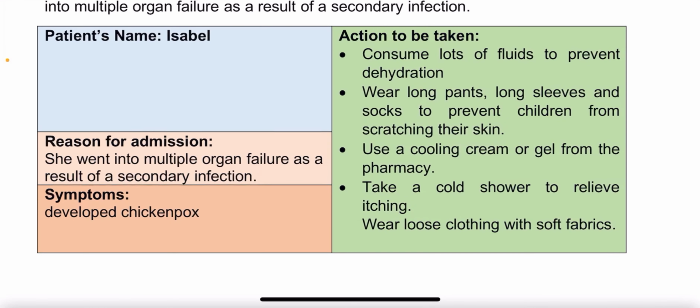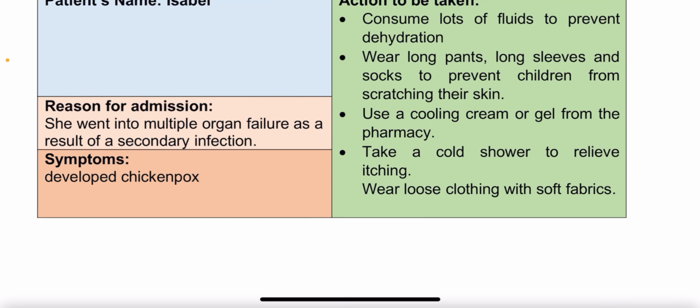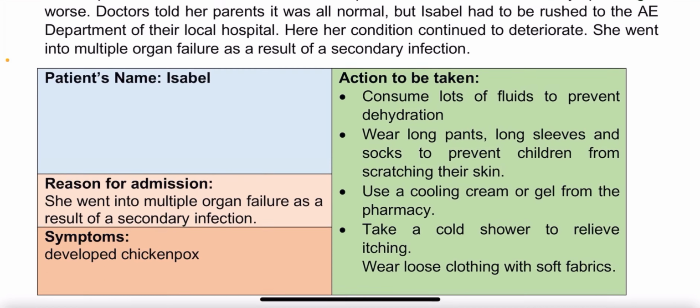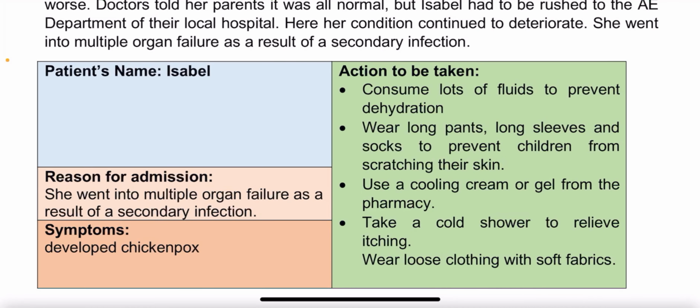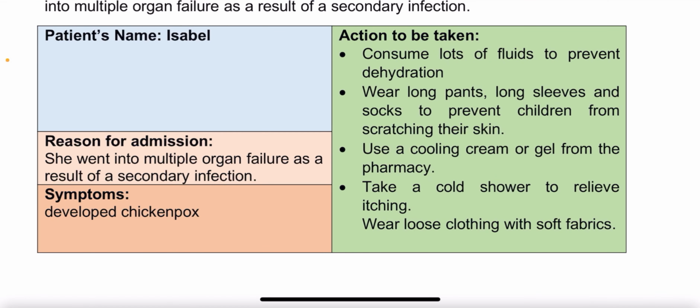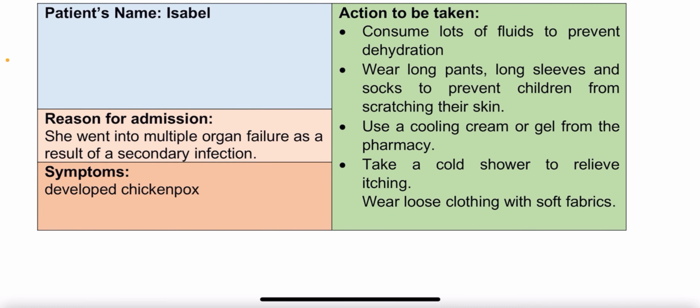Okay, patient's name: Isabel. Reason for admission: she went into multiple organ failure as a result of secondary infection. Symptom: developed chickenpox. Action to be taken: consume lots of fluid to prevent dehydration, and wear long pants, long sleeves, and socks to prevent children from scratching their skin.